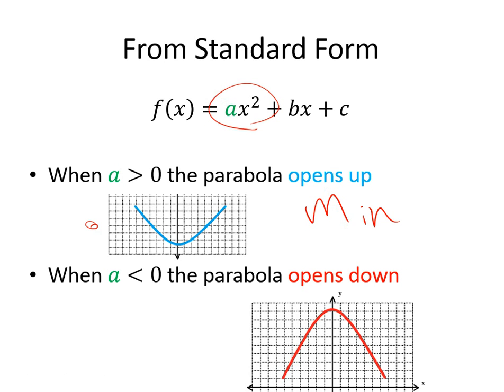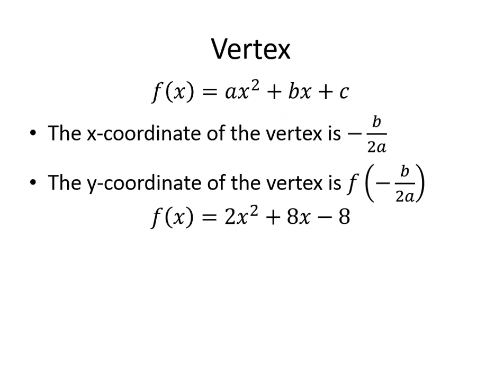Now, if it's negative, so if we have negative x squared, that is when we have this bottom one, and we have a maximum, and it's opening down. So that's going to be the first thing you're going to want to identify. Whenever you're looking at these functions, you want to see, okay, is it opening up or is it opening down? Do I have a max or do I have a min?